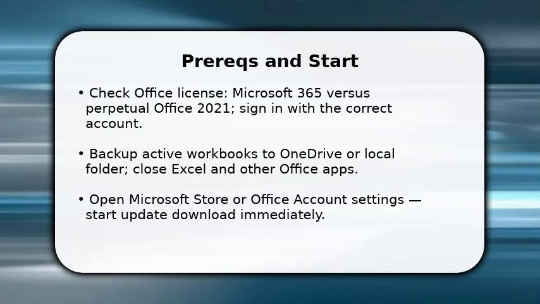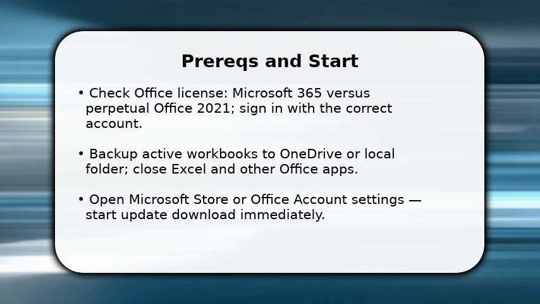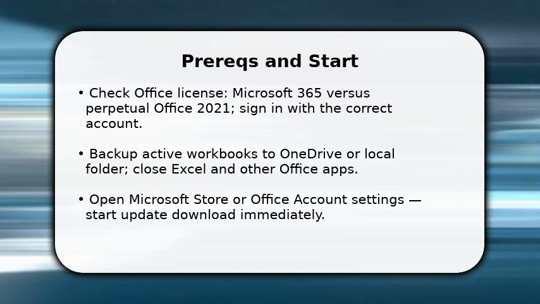You'll begin by confirming prerequisites. Make sure your Microsoft 365 or Perpetual Office license is active and you're signed into the correct account. Once done, back up any open workbooks to OneDrive or a local folder so you avoid data loss during the update. Then close Excel and other Office apps.